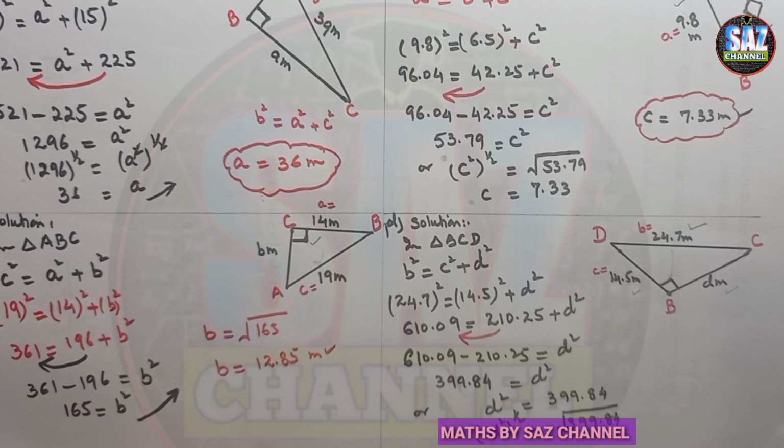The square root of 399.84 gives us 19.99. D equals 19.99, which is approximately equal to 20 meters.